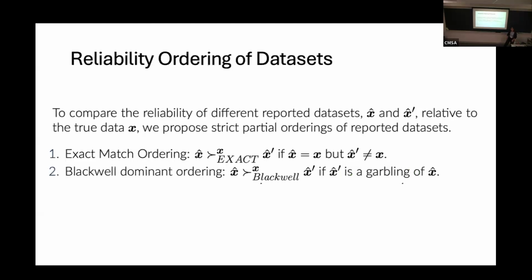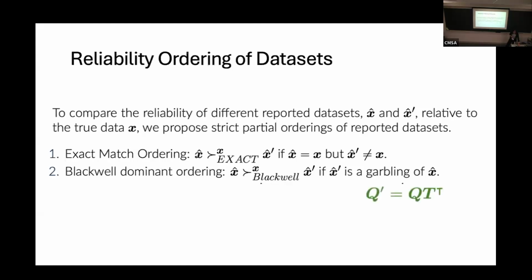And the second one is from the Blackwell ordering. It is very natural to think that if we have a data set x hat, and we start from that data set and add random noise to generate another data set x hat prime, then x hat prime is a garbling of the original data set x hat. So I want to make sure that the ordering says that x hat is of higher quality than x hat prime. This is just the Blackwell ordering, I think proposed back in the 1950s.